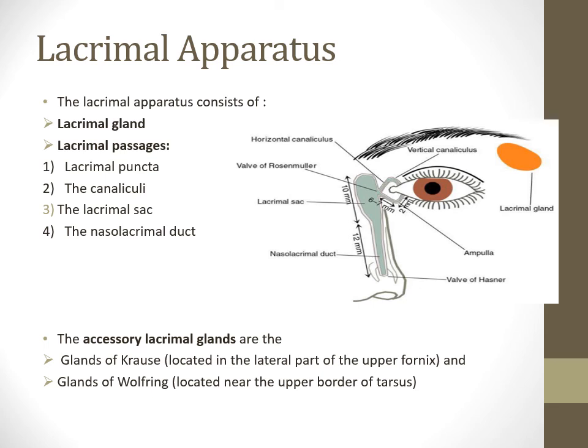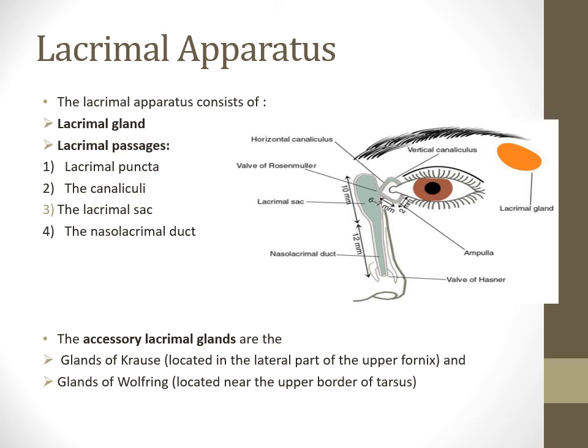From the lacrimal sac, the nasolacrimal duct starts. The nasolacrimal duct is around 12 to 24 millimeters in length and 3 millimeters in diameter. It runs downwards, backwards, and laterally into the inferior meatus. The opening of the nasolacrimal duct into the inferior meatus is called the valve of Hasner.